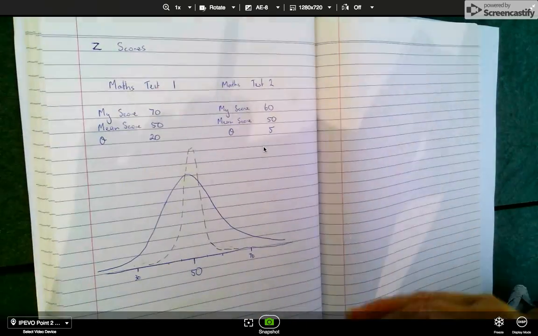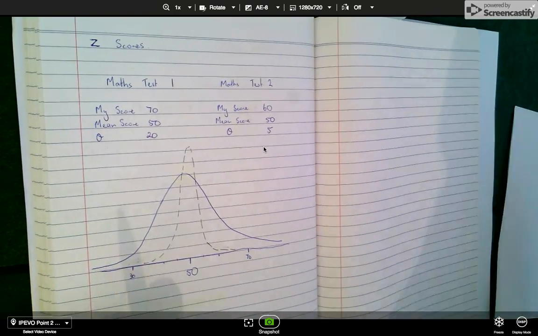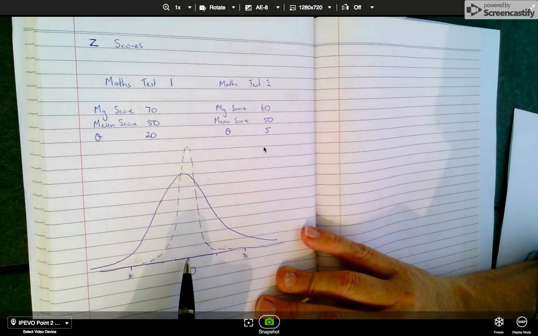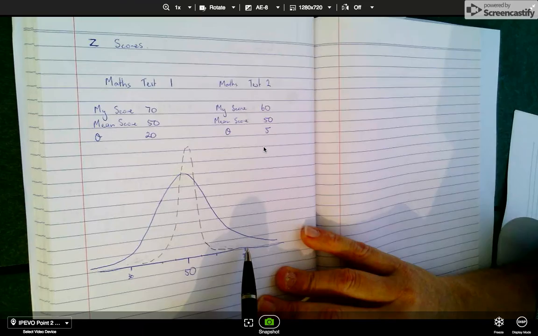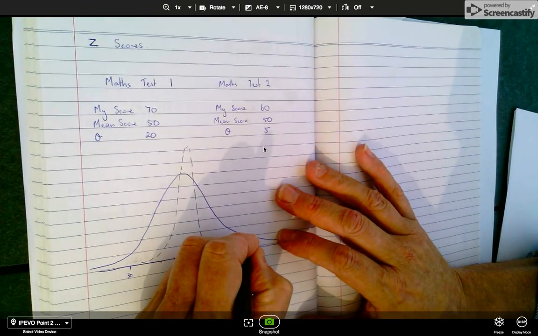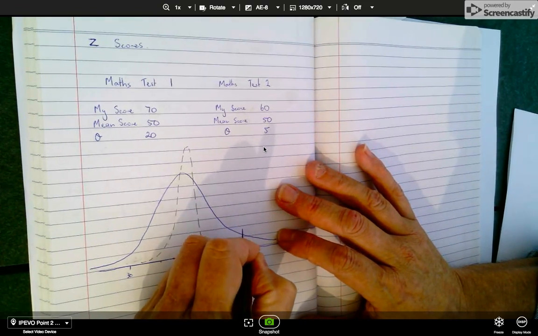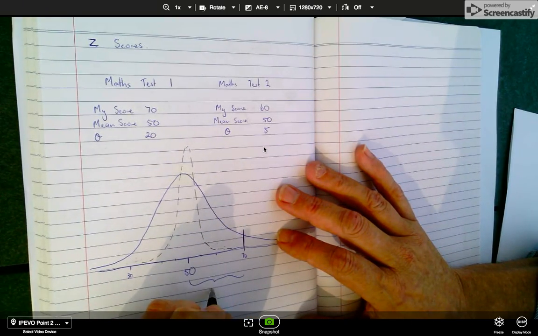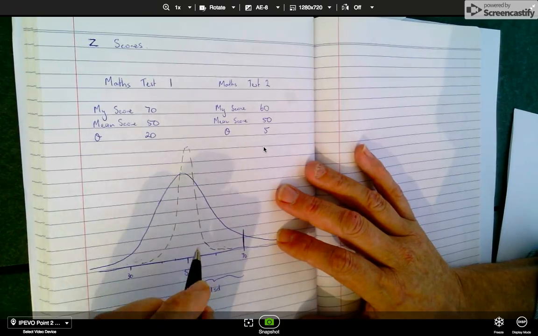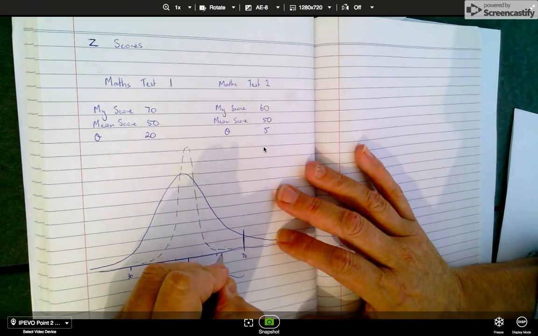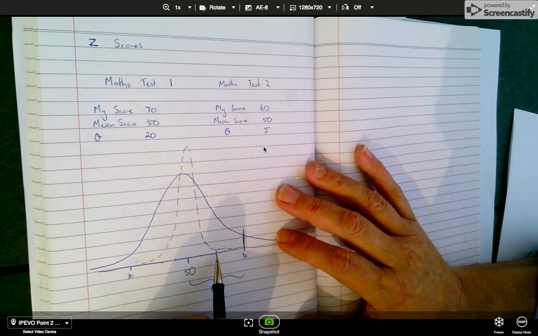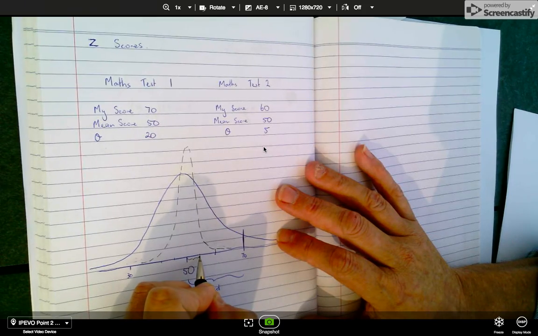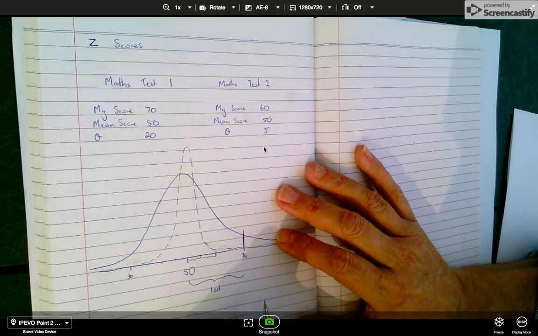If we look at it in terms of the graph, this blue line is the first test. It has a mean of 50 and a standard deviation of 20. So here's where my mark was in the first test: 1 standard deviation above the mean. In the second test, in the dotted line, I'm right up here. Even though I only scored 60, that is 1 standard deviation above the mean, and there's my second standard deviation above the mean.